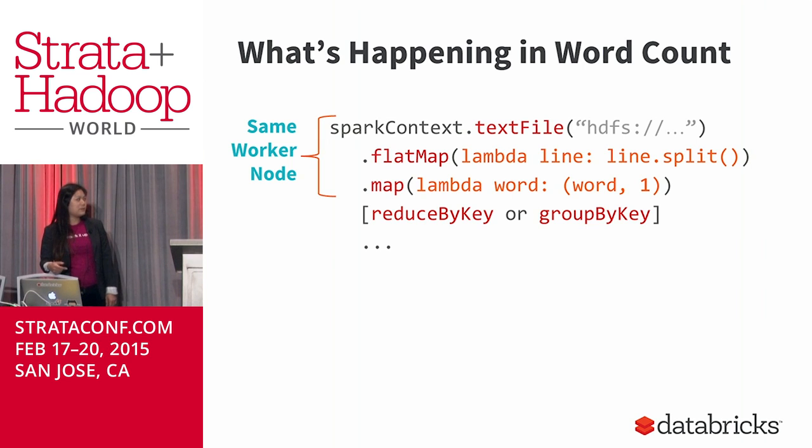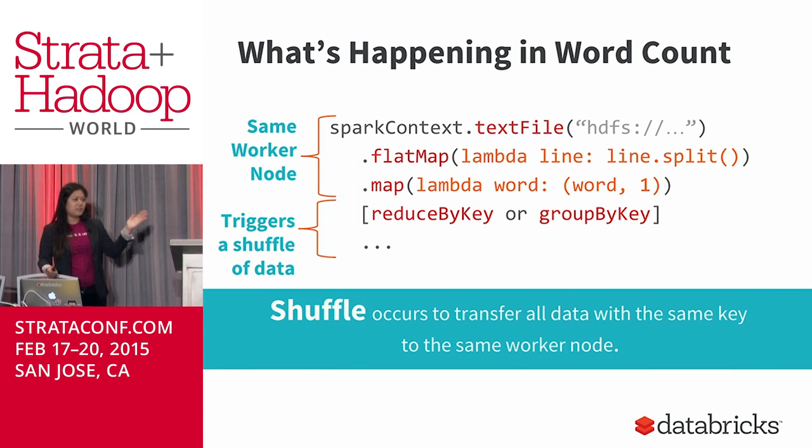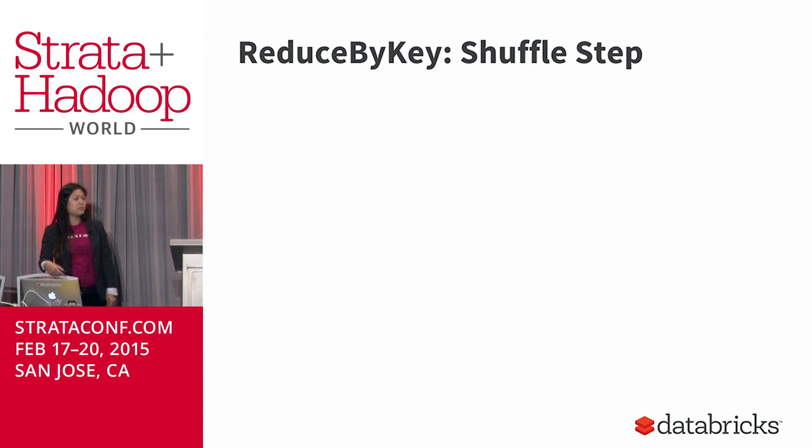But when we call ReduceByKey or GroupByKey, what we're asking Spark to do is take all the pairs that have the same word and put them onto the same machine. So that's going to trigger a shuffle, because we have to get all those word counts onto the same machine together. So again, the definition is: shuffle occurs to transfer all the data with the same key to the same worker node in Spark. Okay, so let's depict what's actually happening in the shuffle step with ReduceByKey.